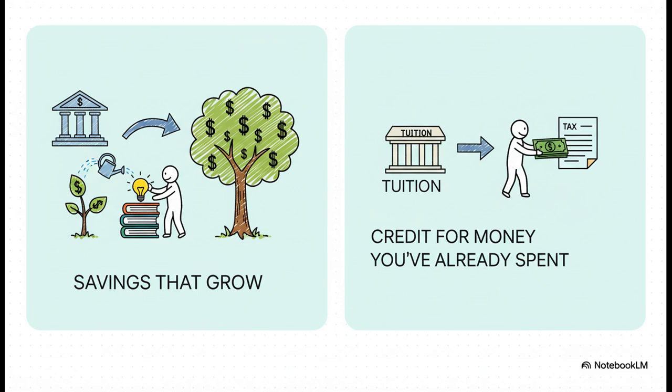The 529 plan is your offense. It's a special savings account where your money can grow tax-free for school costs. Then you have the American Opportunity Tax Credit, or AOTC. That's your defense. It lets you get money back on your taxes for tuition you've already paid. It directly lowers your tax bill.